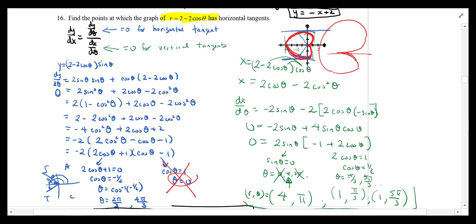1, 2, 3, vertical tangents. Wow. Crazy, crazy, crazy. You see how we're trying to mix everything you've learned in the past to put it together in this complicated multi-step problem involving polar graphs. Wow. Spend some time working on this, okay?